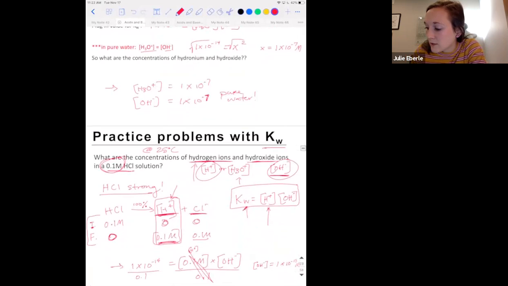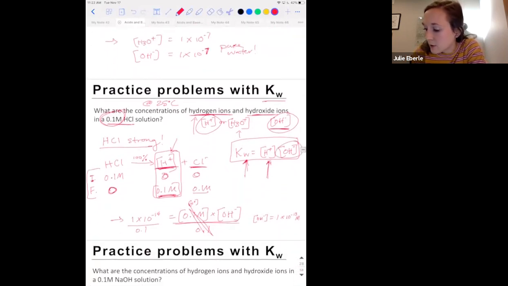So you're just going to plug this value in, 1 times 10 to the minus 14, and we're going to plug this value in, which was 0.1. And then we're going to solve for this guy. And that's what we did. We just cross-divided both sides by 0.1 to solve for the concentration of OH minus.